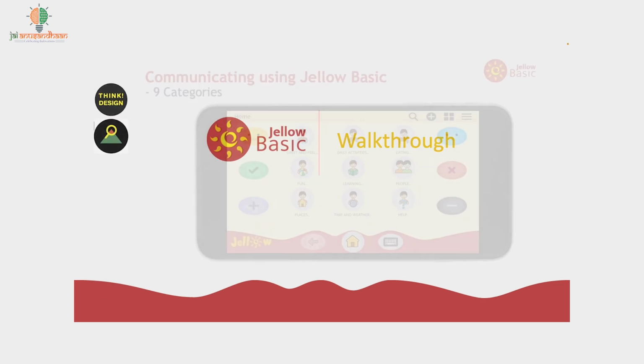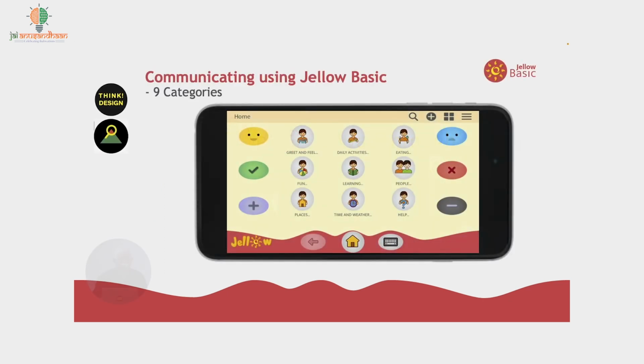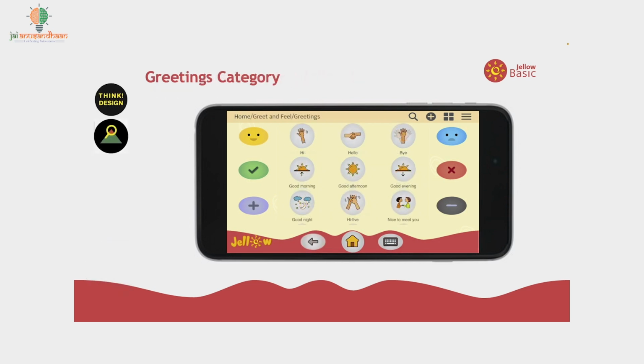Let's take a walkthrough of Jellow. Jellow has these 9 categories in the center. So you can go into details of these. For example, if you go into learning, it will go into further categories of learning and so on and so forth. If it's eating, it will go into breakfast, lunch, dinner, and so on. This is a greetings category. It has many icons for how to greet someone.